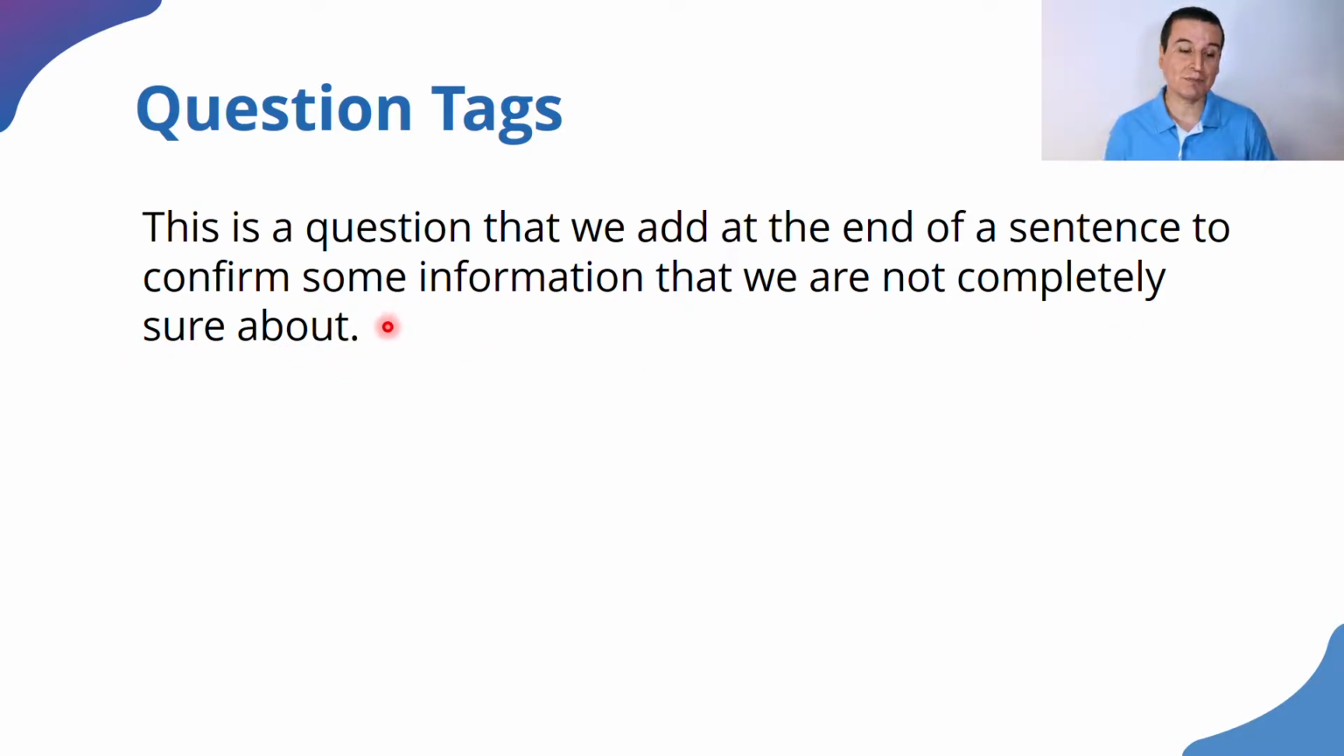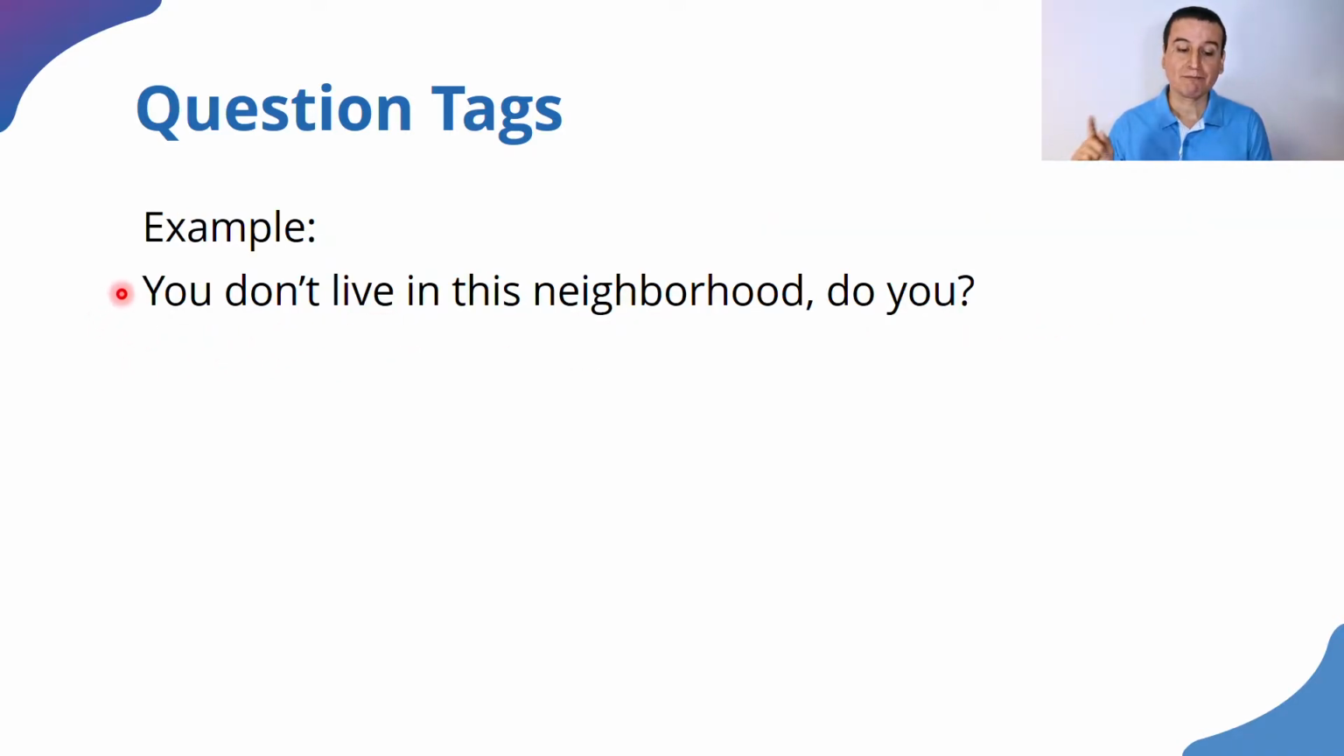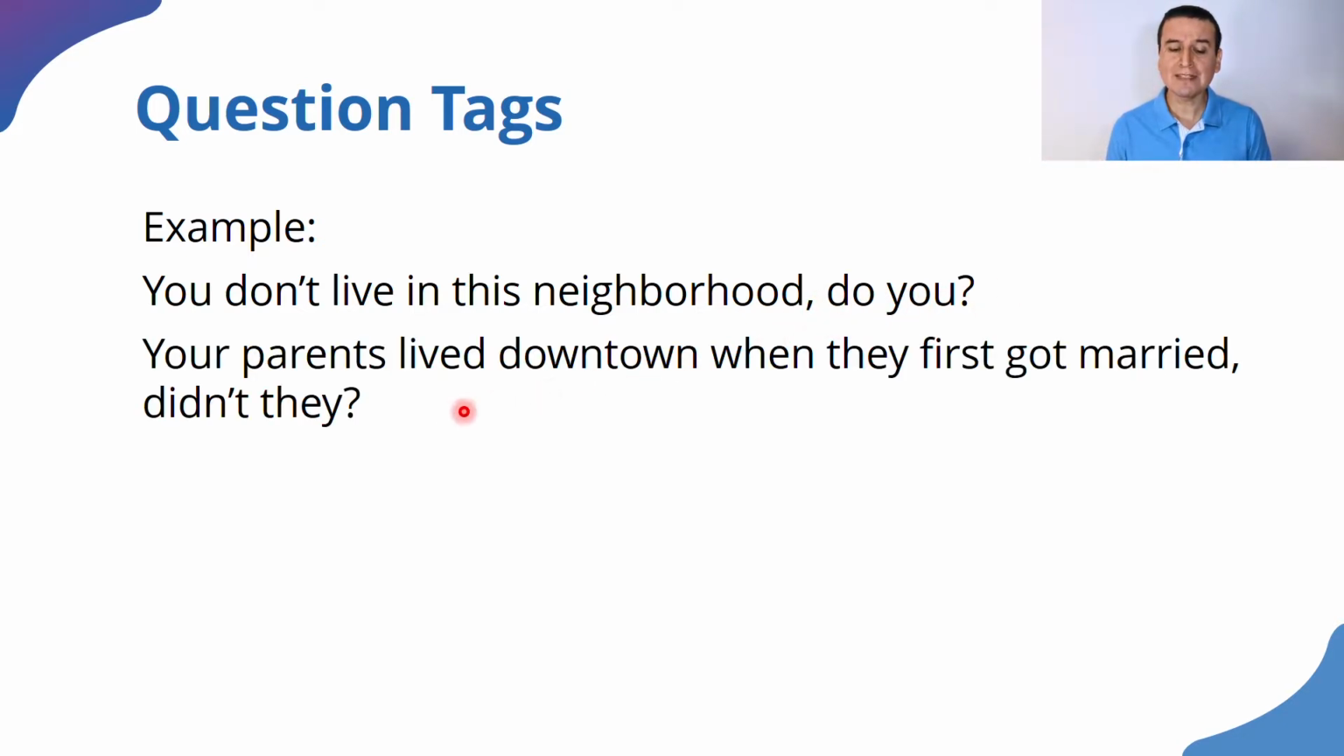Let me give you an example. If I say, "You don't live in this neighborhood, do you?" If I ask, "Do you?" it's because I'm not completely sure that you don't live in this neighborhood. Or if I say, "Your parents lived downtown when they first got married, didn't they?" Those questions, as you can see, are there for us to confirm some information that we're given.